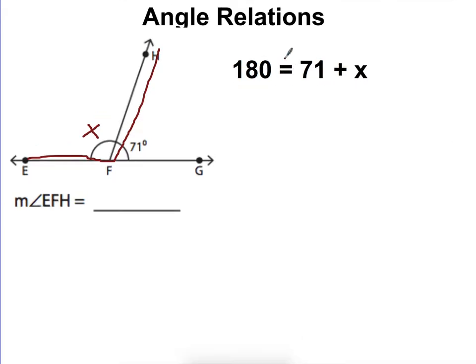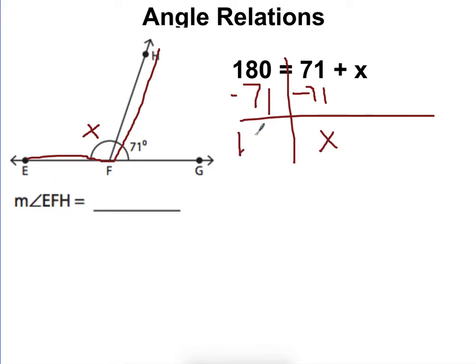We should start to see patterns here too. So inverse operation, minus 71, minus 71. We get X here, and we get 109 over here. When we write our final answer, we're going to say 109 degrees.